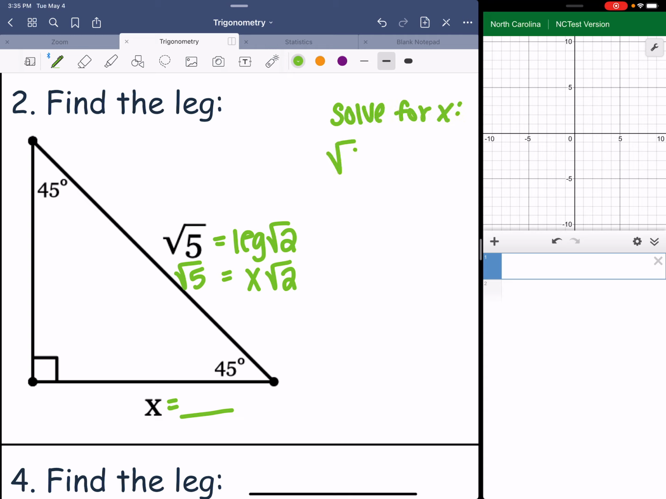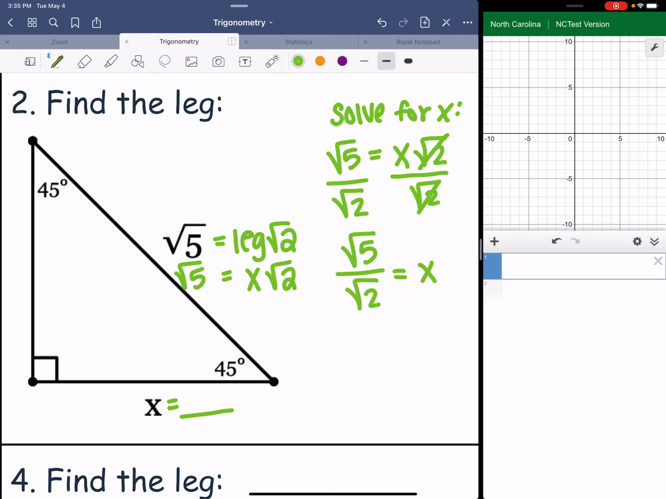We have the square root of 5 equals the leg times the square root of 2. So we need to divide by the square root of 2. So that cancels on the right side. However, on the left, we have a radical in the bottom. And we don't want a radical in the bottom. So what we're going to do is multiply times that radical on the top and the bottom.